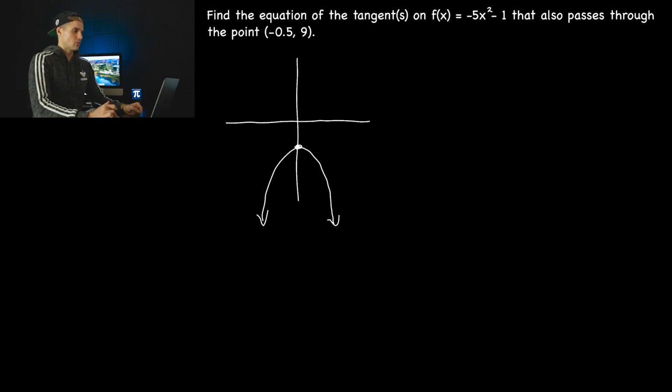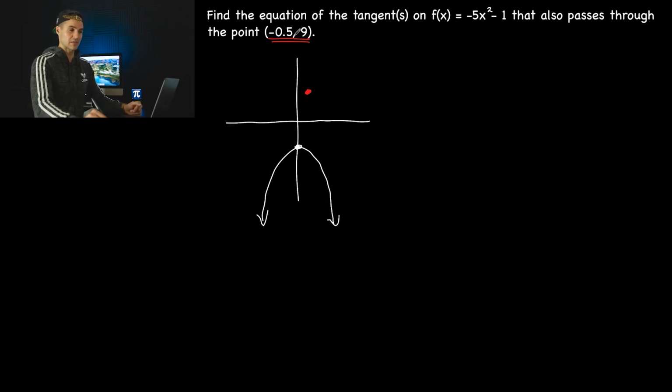Now, what makes this question difficult is that this point, negative 0.5 and 9, which is up here, is not on the function. So you've got to be careful.